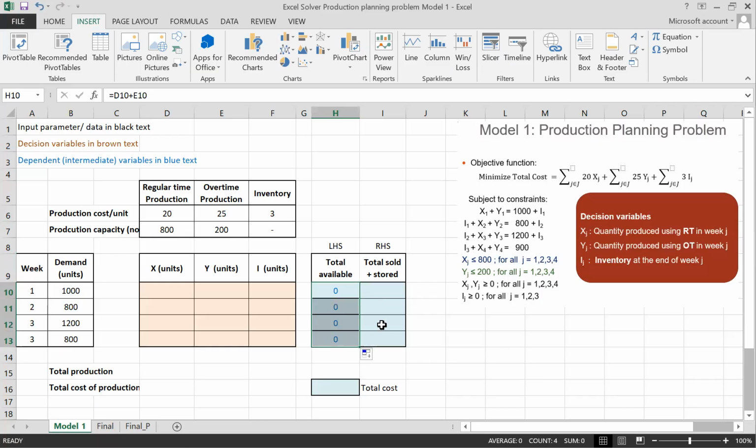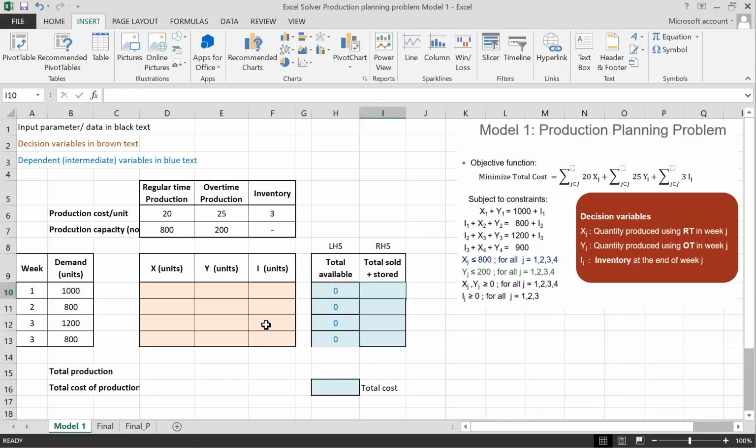So we get the left hand side, but this is not enough because in the first week we are assuming that inventory I0 is 0. So for the first week it is fine, but for the second week we need to add inventory from the first week. Then I am dragging this formula. Let's check it for the fourth week. In the fourth week, total available quantity is total quantity produced using regular time, using overtime, plus inventory from the last week. So this left hand side formula is okay.